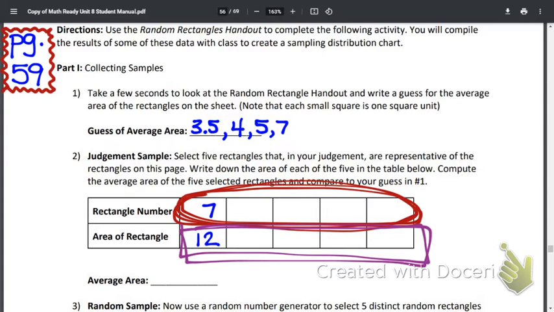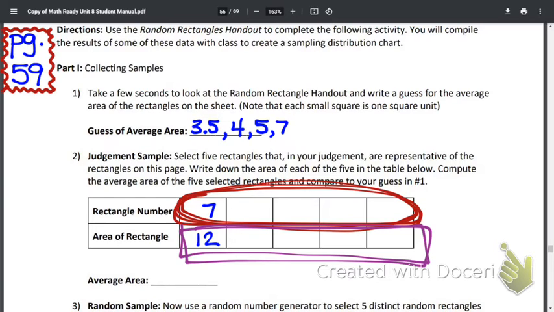And to get the area, you count how many little squares there are inside it. All right, you guys ready for the next piece? Now that you have the area of each of the 5 rectangles, I want you to calculate the average area of those 5. So you're only going to add the bottom numbers. And then how many rectangles did I have you pick out? So you're going to divide it by 5.